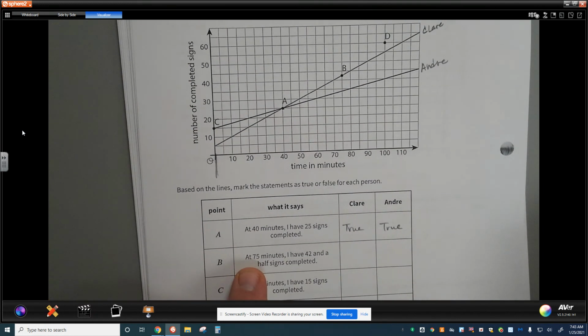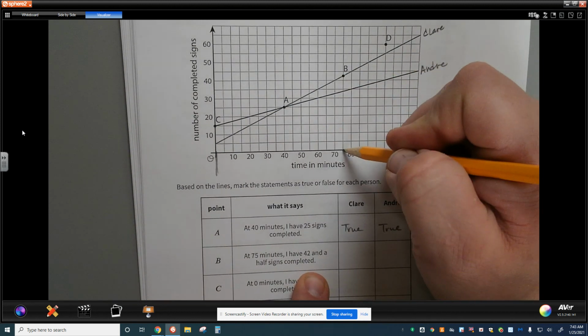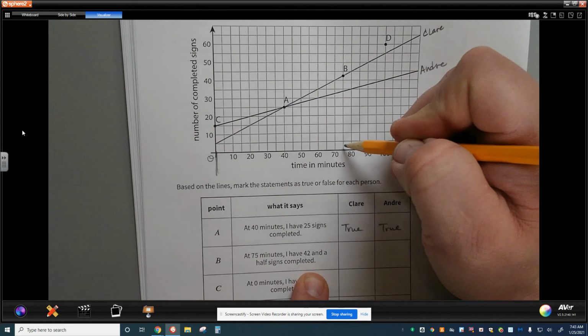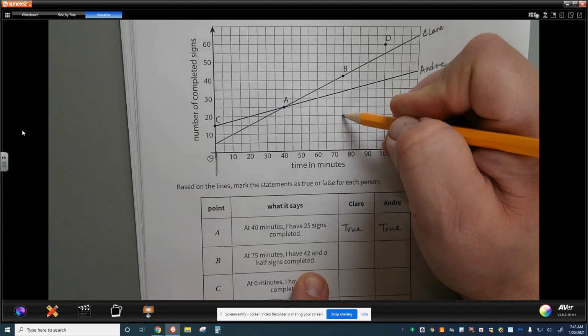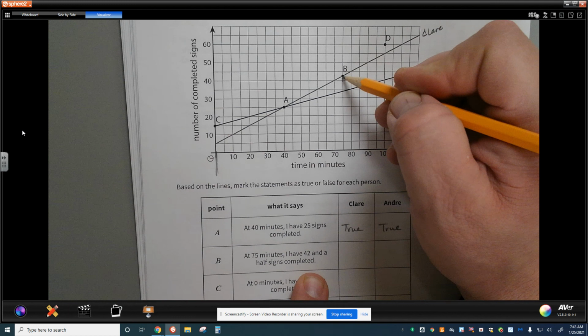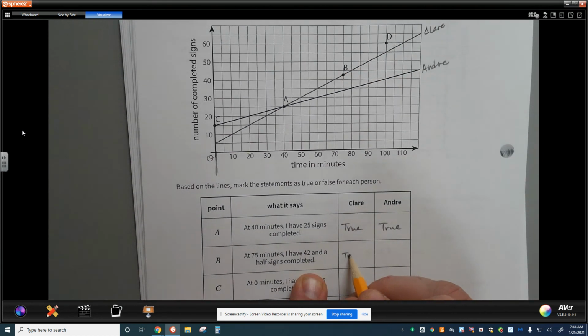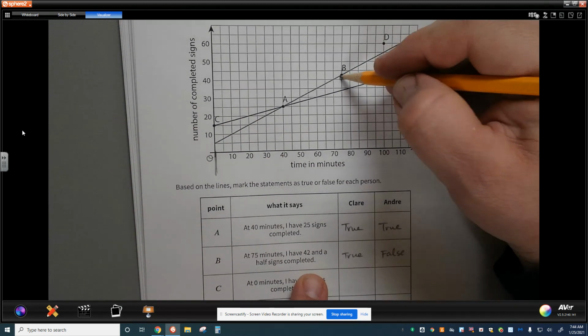Let's talk about this one. At 75 minutes, I have 42 and a half signs completed. So we come over here at 75 minutes, and we come up here. There's 10, 20, 30, 40. This is 45, so 42 and a half signs. This one is true for Claire, but this is false for Andre because he doesn't have that many signs done.